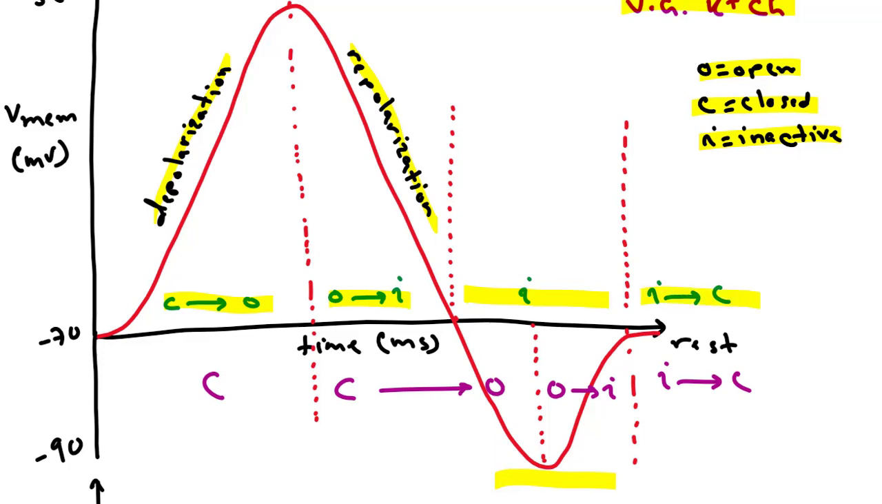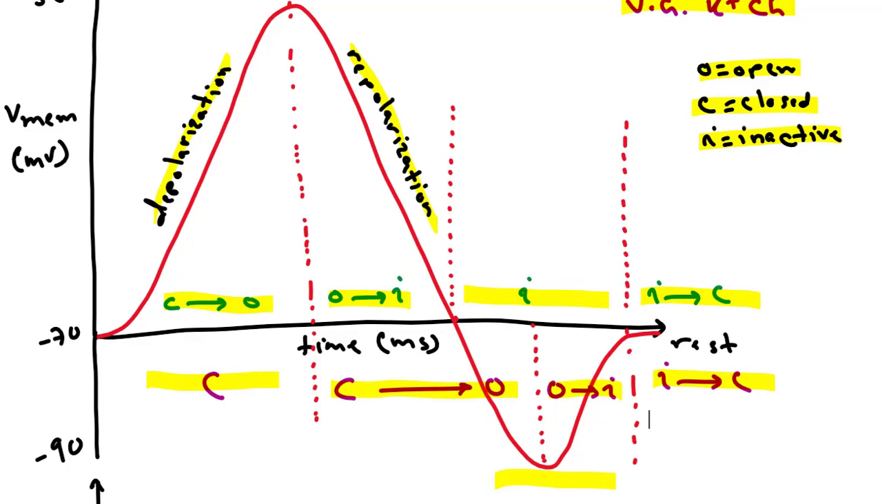Now, as for the voltage-gated potassium channels, they're in the closed state right here in the depolarization phase, at least halfway through it, and then they start to move from closed to open right here, right? Then, halfway through the hyperpolarization phase, they start to go from open to inactive, and once the resting potential has been reached, they go from inactive to closed, okay?